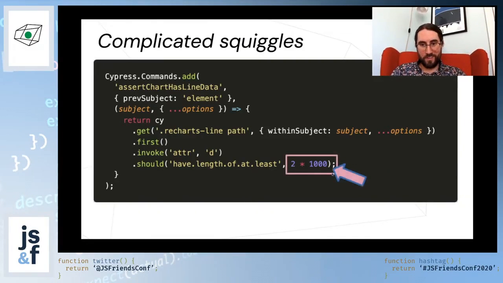So we're testing that there's a lot to it. We're testing that it's a complicated squiggle. Specifically, the attribute D is a string, and we're testing that that string should have a length of at least 2 kilobytes of data.